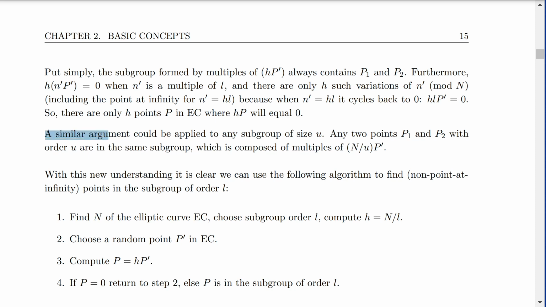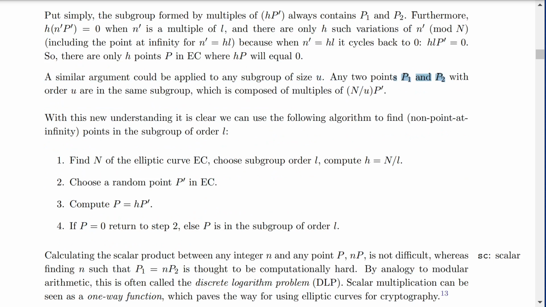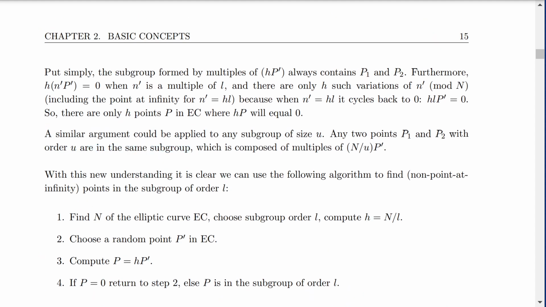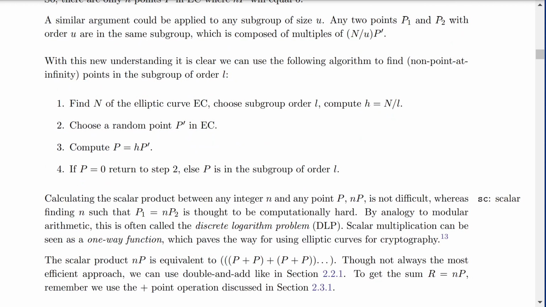And the same argument can be applied to any subgroup of size u. So if we take any 2 points, P1 and P2, and both of them have the order u, we note that, again, those points are in the same subgroup as we discussed earlier, and that subgroup is composed of multiples of n divided by u times P prime. Now, from that, we're given this method to find points in this subgroup that we're considering, the subgroup of order L, and specifically to find non-point-at-infinity points, right? Non-zero points, I guess, in the subgroup of order L.